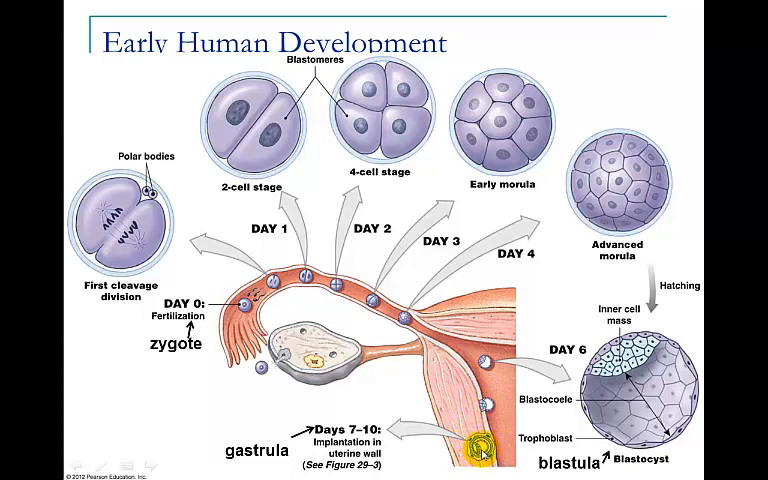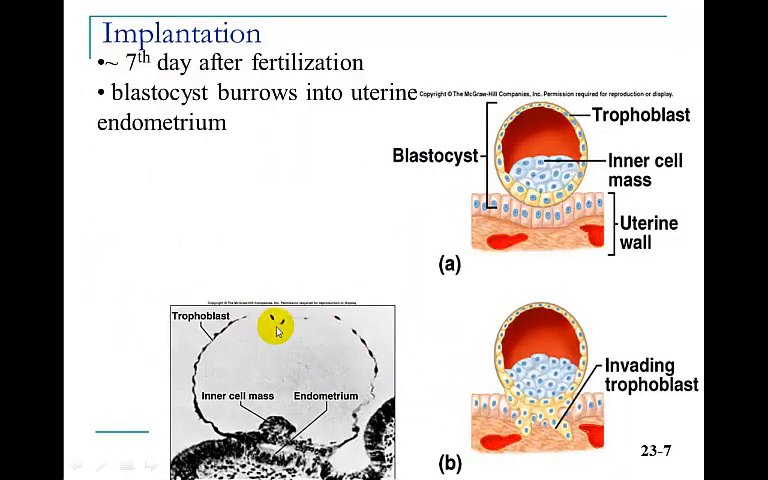It's changed shapes. You see there's kind of like layers here. We'll talk about those layering that occurs during gastrulation, where we're beginning the development of an internal passageway that's going to form a GI tract. The gastrula we see is embedded now in the endometrium of the uterine wall. So implantation happens around 7 days after fertilization.